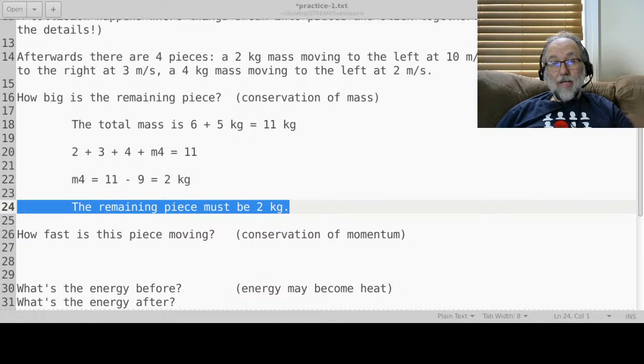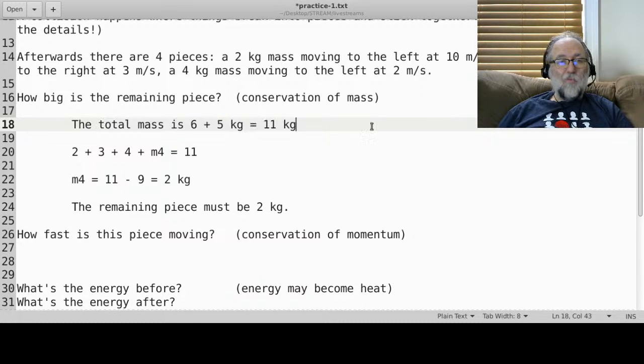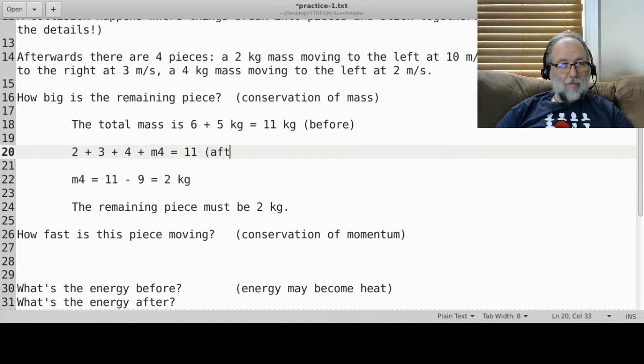All right. So notice how I did that problem. I went kind of fast because these are kind of easy, but notice how I did it. I said, look, what's the mass before? So you could even say here, this is the before. What's the mass before? It's 11 kilograms. Well, what's the mass after have to be? The mass after has to be also 11 kilograms. And you say, well, I don't know all the pieces. That's right. Because the total has to add up to 11, that M4 must be 2, okay? And so that's the same way we're going to do the momentum problems, conservation of momentum.